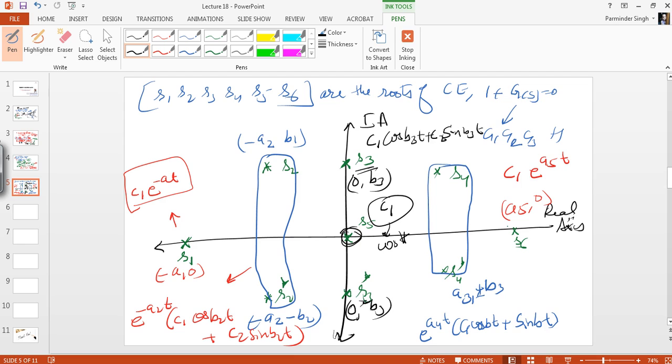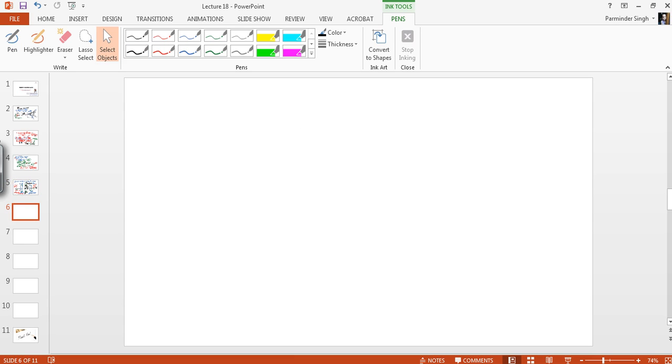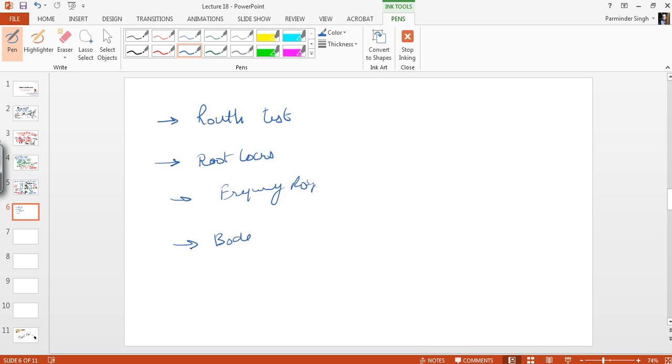So now in order to determine the stability of a system, there are different rules or different methodologies which we will be following. First is your Routh test. Second is your root locus, followed by frequency response, and the next is your Bode diagram.